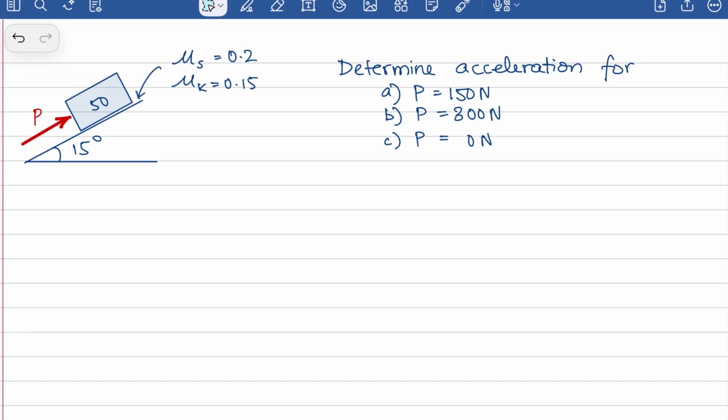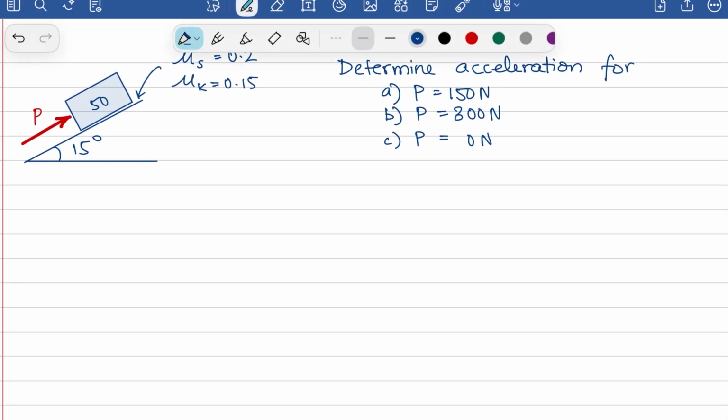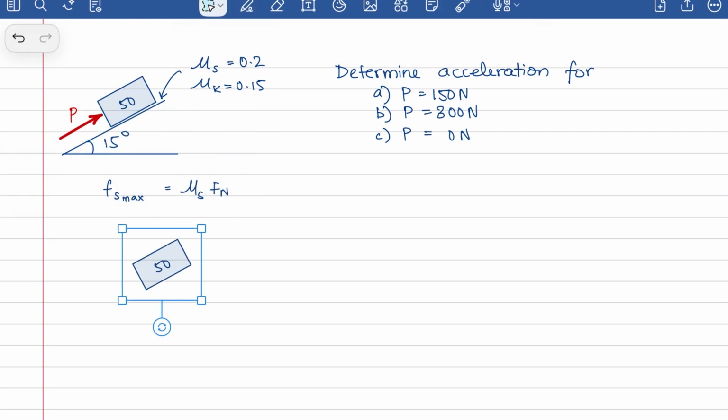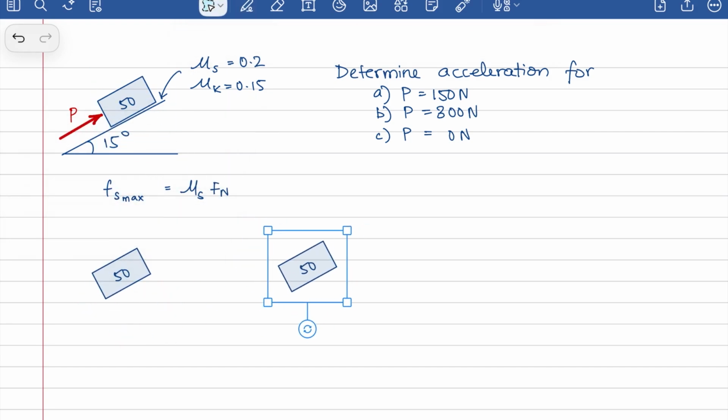Okay, I'm going to do it myself. The first thing you've got to figure out is what is Fs max? This is equal to mu s times Fn, where Fn is the normal force. What is that normal force? Let's find out. So I'm going to draw the free body diagram and the kinetic diagram.